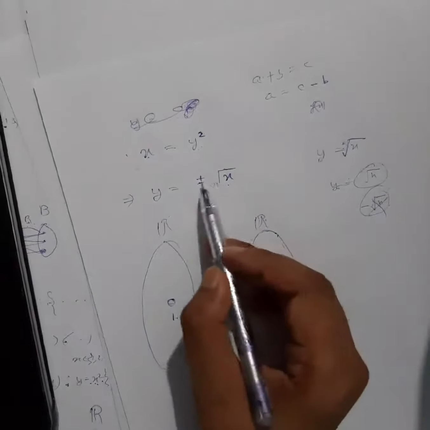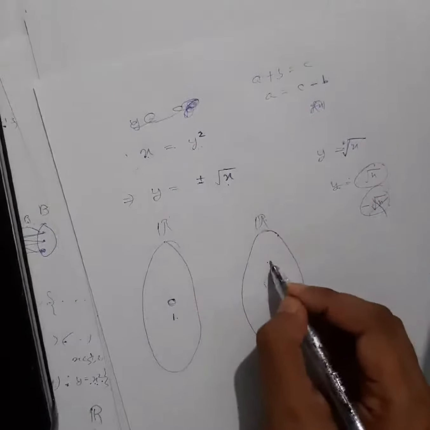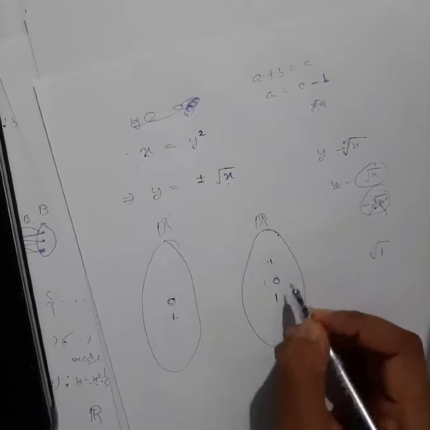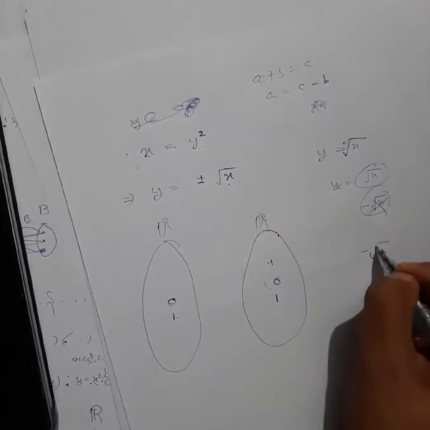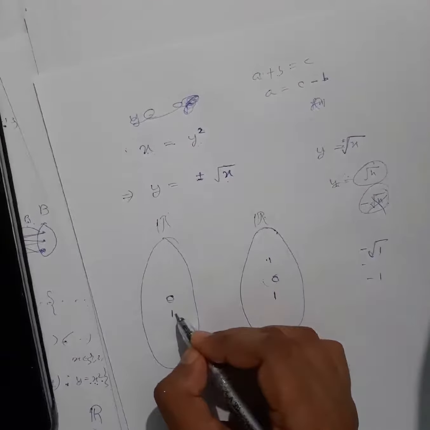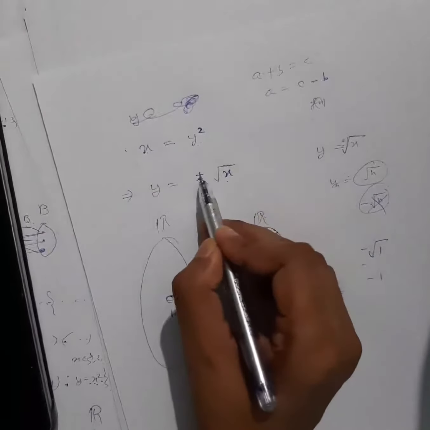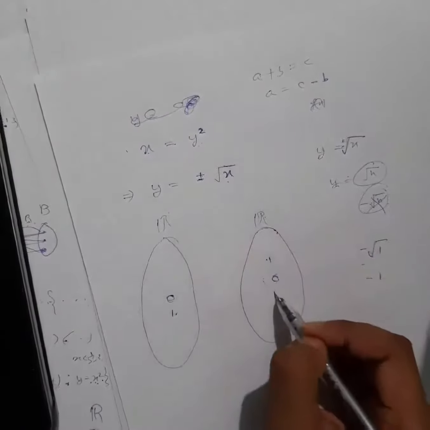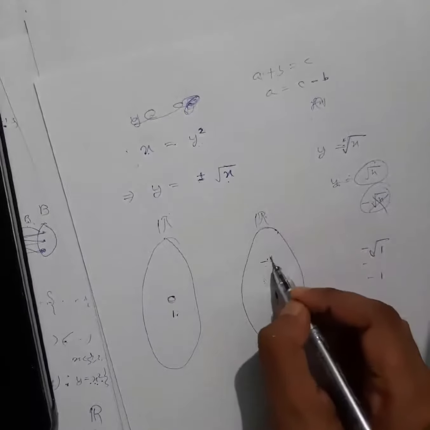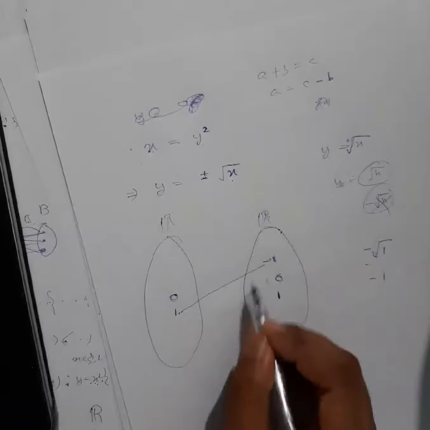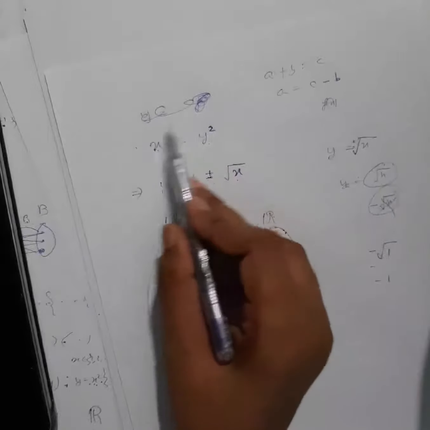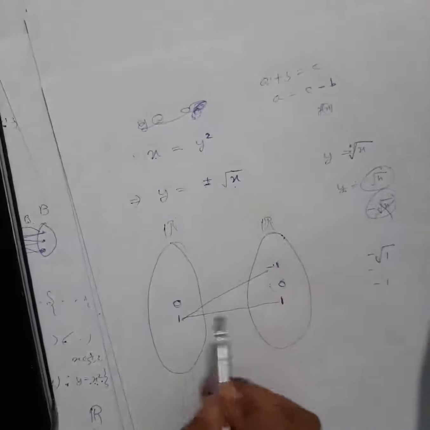Y will be plus root 1, that is plus 1. Root 1 means what? 1 only, right? 1, as well as minus root 1 means minus 1, okay? So for x equal to 1, you will get y equal to plus root 1, that is plus 1, and minus root 1, that is minus 1. So image of this one will be this also, this also. That's why this equation which you have, that is relation, this is not a function.